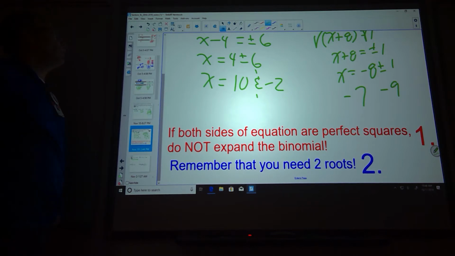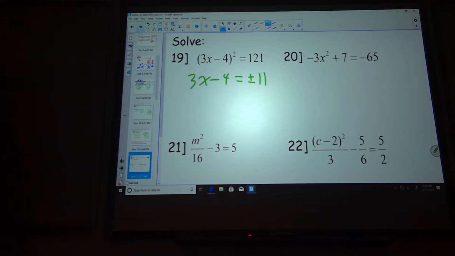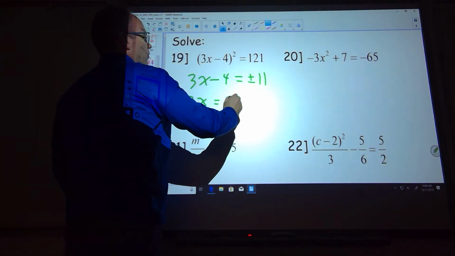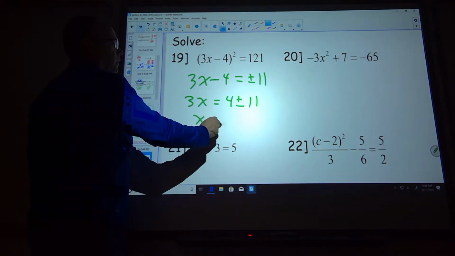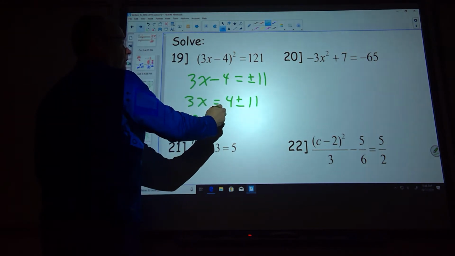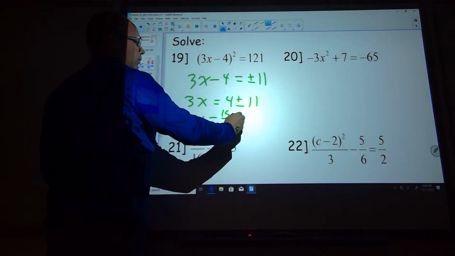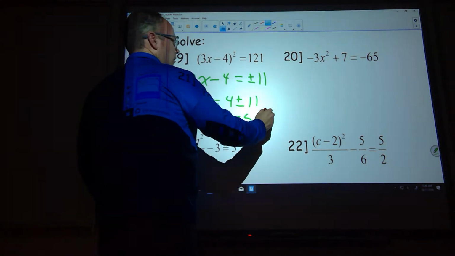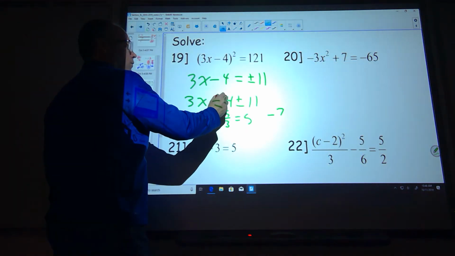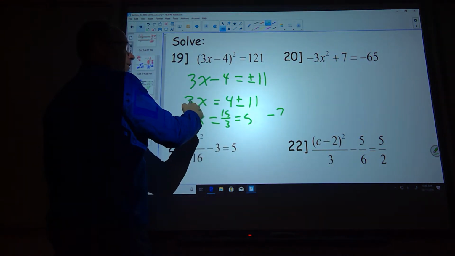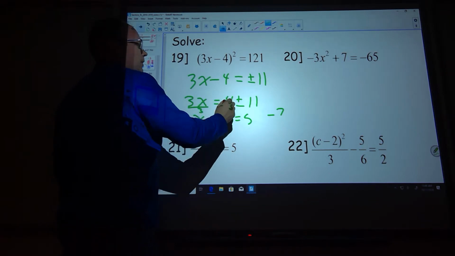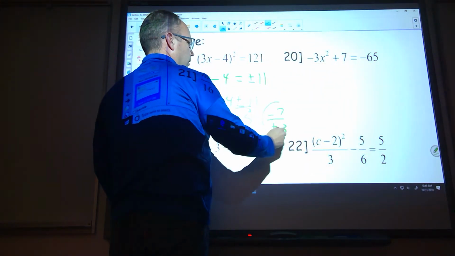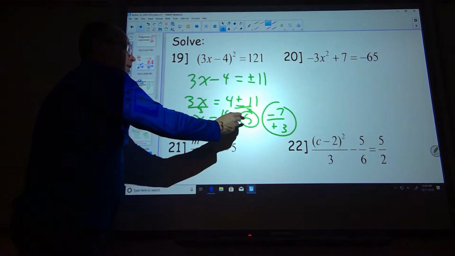You done? Cool. So I took the square root of both sides. Let's see, add 4. Divide by 3. So 4 plus 11 is 15, and 15 over 3 equals 5. 4 minus 11 is negative 7, over 3. So there's my answers, 5 and negative 7 thirds.